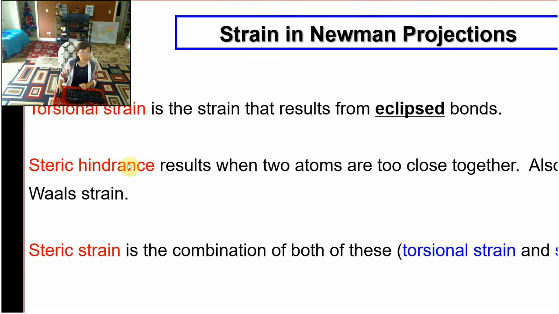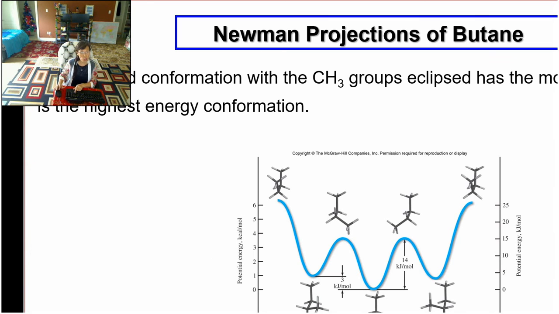And the steric hindrance results from the atom spatial distribution. When two different atoms are close together, the steric hindrance will occur. This steric hindrance is also called van der Waals strain. The combination of torsional strain and steric hindrance is called steric strain. So these three different strains are very important for us to know.